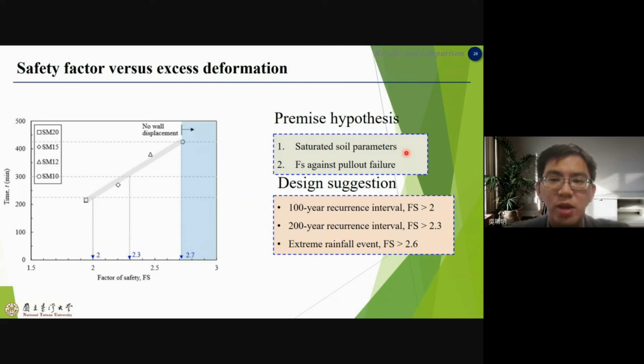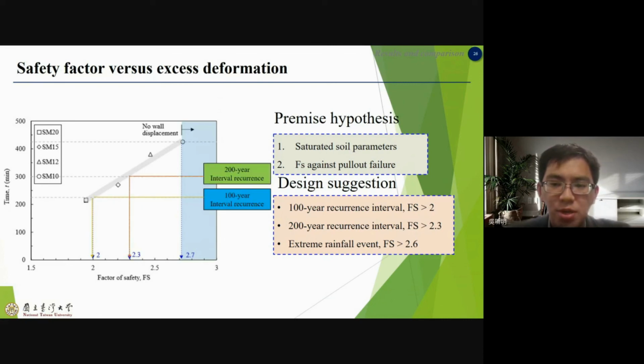This is the safety factor versus wall deformation. Based on the two-premise hypothesis, the results show that if we want to keep the GRS wall under safe conditions, the safety factor should be larger than 2 under the 100-year recurrence interval. The safety factor should be larger than 2.3 under the 200-year recurrence interval. And the safety factor should be larger than 2.6 under extreme rainfall events. This is because the failure surface is blocked by the reinforcement and will extend backward, causing failure and resulting in an overestimate of the safety factor.